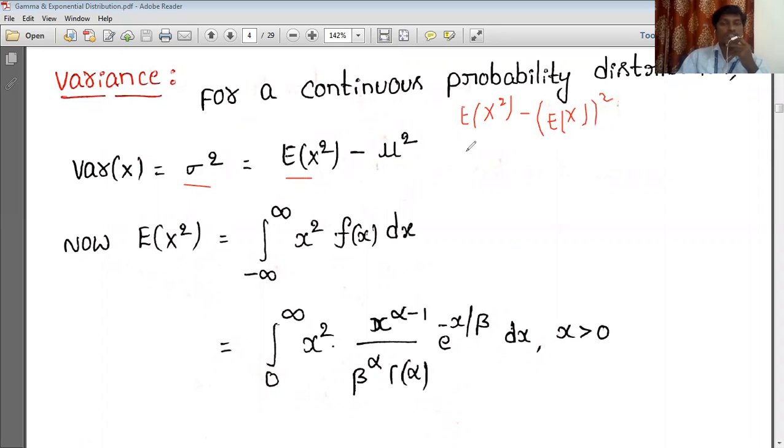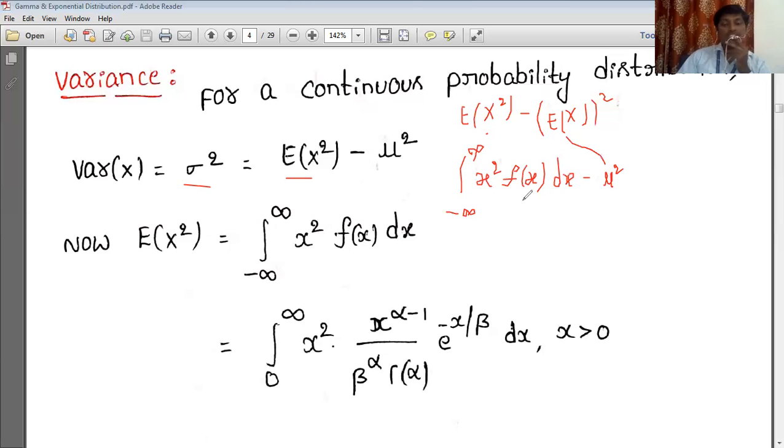E of x square is nothing but what we are using in continuous distributions: the integral from minus infinity to infinity of x square into f of x dx. And E of x is nothing but the mean mu, so that is simply minus mu square. Why? Because expectation is equal to the mean, so in place of E of x simply we wrote mu.